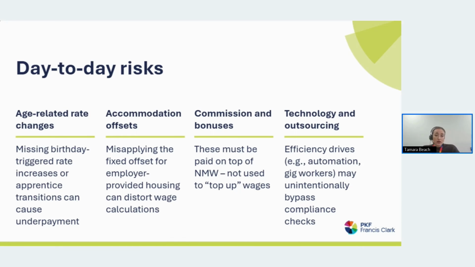You've got accommodation offset. So there's a risk that employers charge above the allowable accommodation offset rate, and the impact that would have is essentially that excessive deductions could then push wages below the legal threshold. Commission and bonuses, as I've already mentioned, need to be paid on top of national minimum wage and not used to top up wages. And then technology and outsourcing. So efficiency drives like automation, maybe gig workers, these can all potentially unintentionally bypass compliance checks.